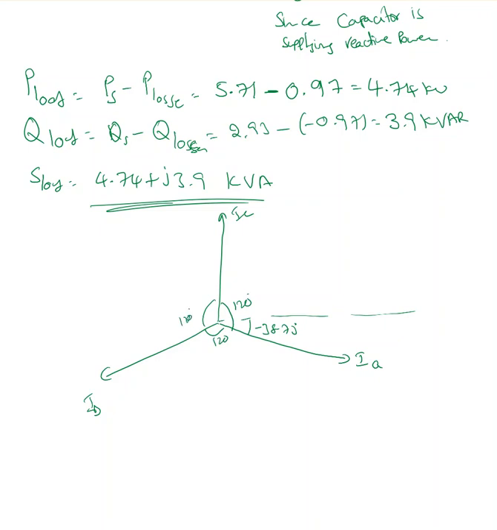Now here is my VAN. Since I know IA, my line current is going to be somewhere here. This is negative IC, and this is my IA, the line current. This angle is always 30 degrees. This is the vector diagram for the given circuit. I will stop this video here. In future videos, I'll solve more examples on delta Y and delta delta loads. Thank you.